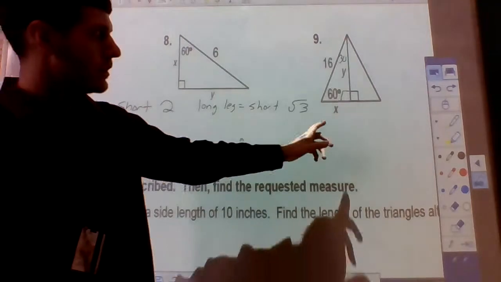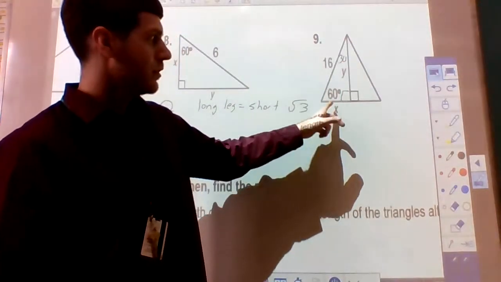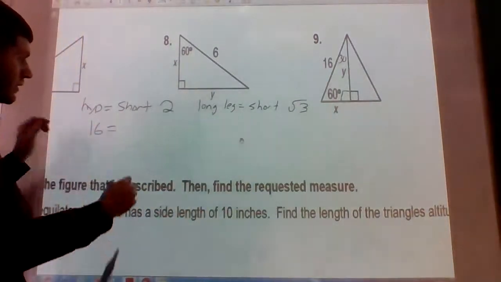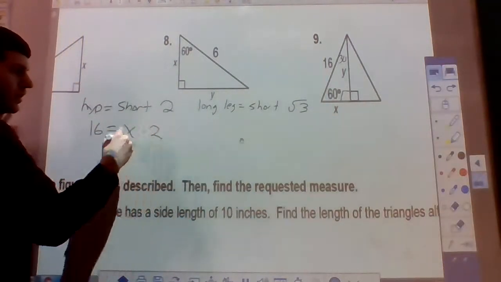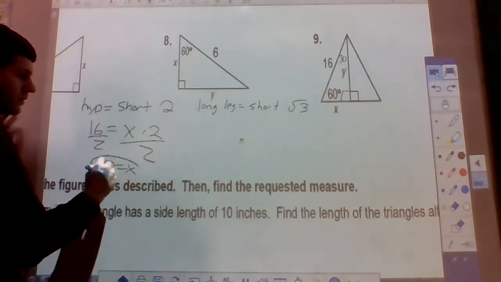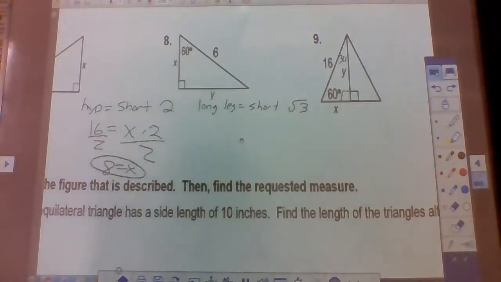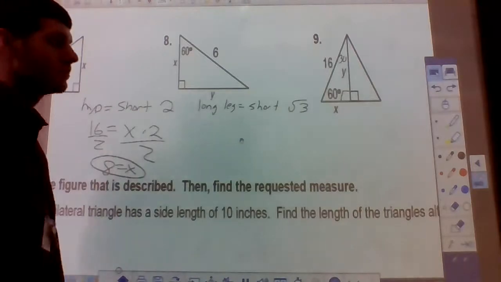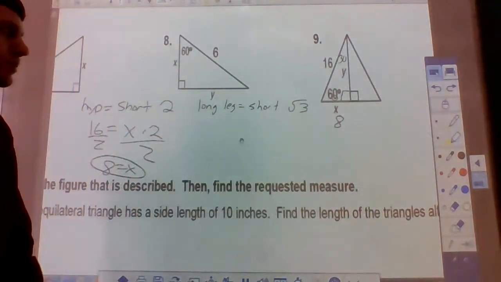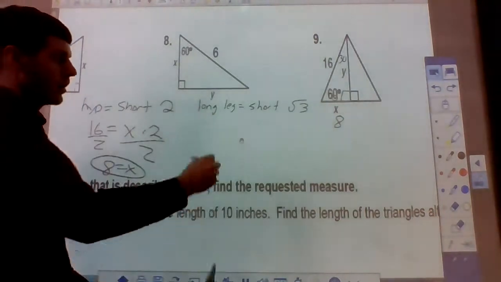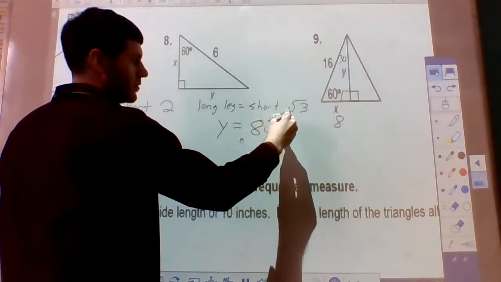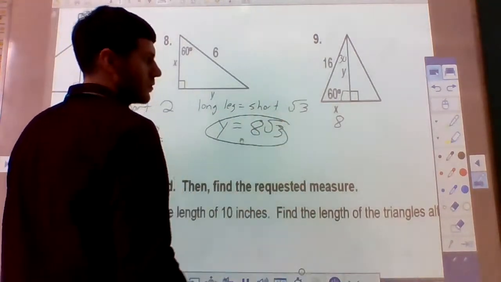The short leg is across from the 30-degree angle. The long leg is across from the 60-degree angle. So the hypotenuse, 16, is the short leg x times 2. Divide both sides by 2. We get 8 equals x. The hypotenuse is twice the short leg, so 8 times 2 is 16. The long leg is y. The short leg is 8, so y is 8 square root of 3.